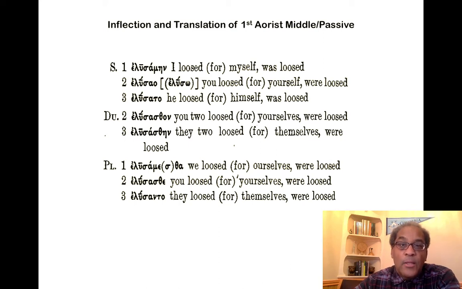So, elusamen, elusao, elusato, elusaston, elusasthen, elusametha, elusasthe, elusanto.